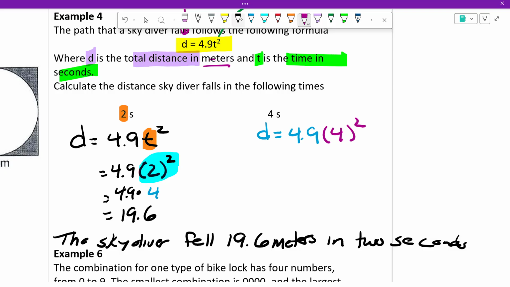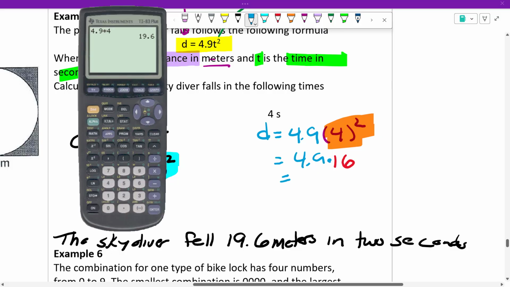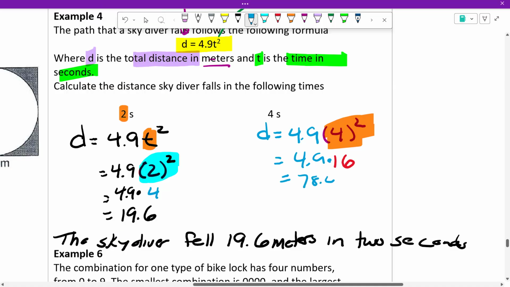All right? We do the exponent. 4 times 4 is 16. Then you have 4.9 times 16. Grab my calculator. 4.9 times 16 is 78.4.